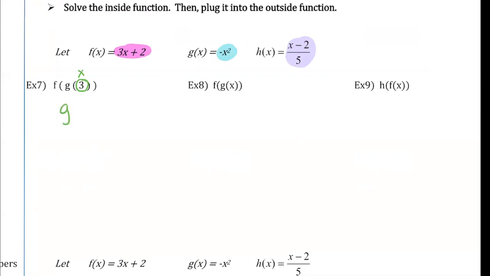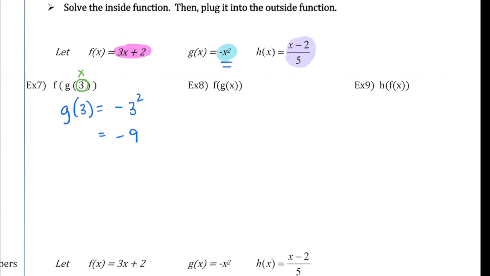So for g of x, actually, let me go back to using that color for g. So we're going to do g of 3 first, and I'm going to plug 3 in. Now, careful here, it is just the 3 that's being squared. And 3 squared is 9, and then we're taking the opposite of that. So g of 3 is -9.